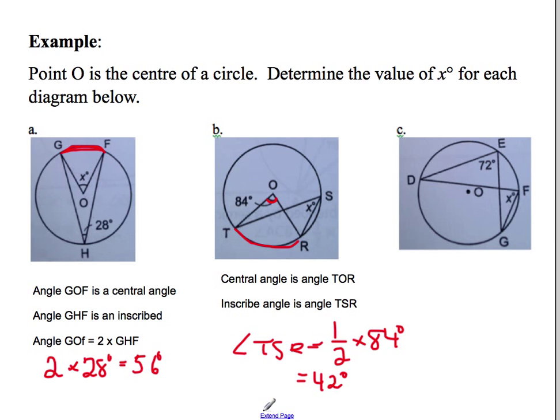Okay, now let's see this one. I have an angle here and I want to find this one. So I want to go here, E, and then F. Okay, so it looks like this is my arc right here. Okay, so I'm going to erase all this.